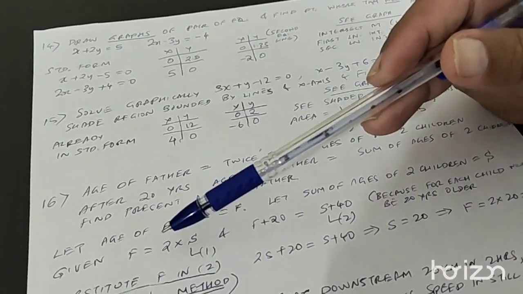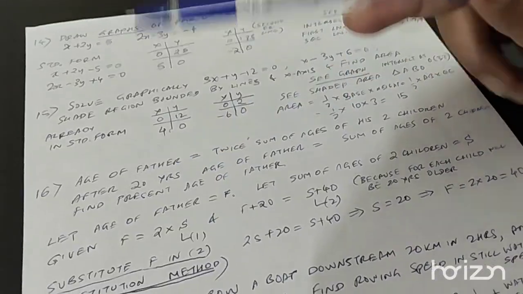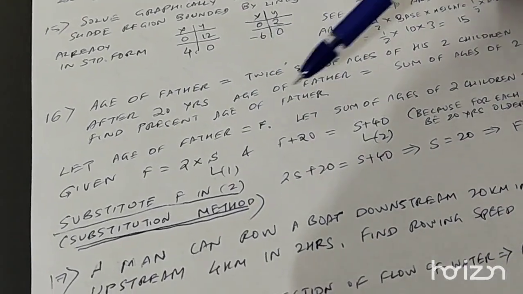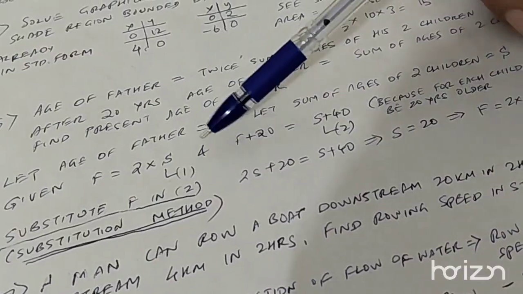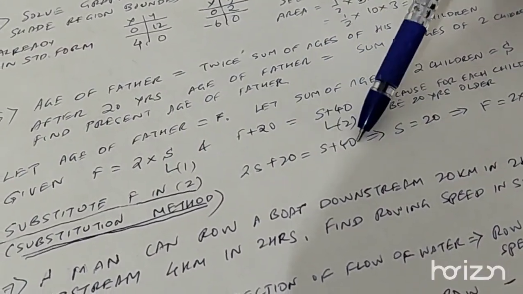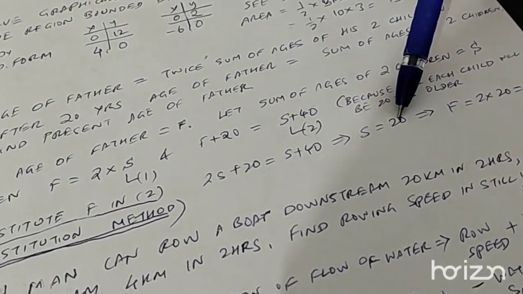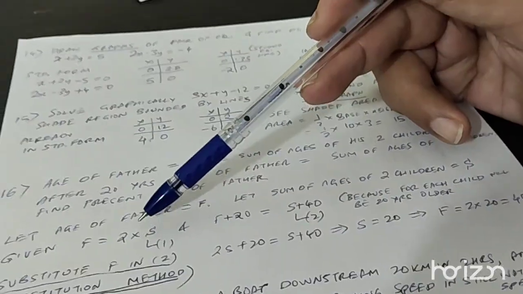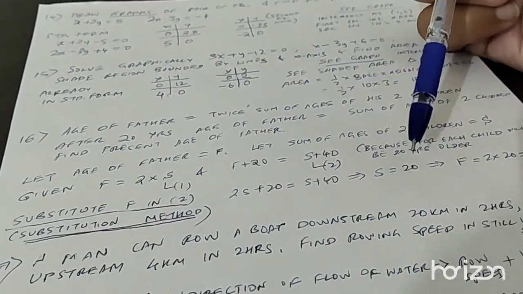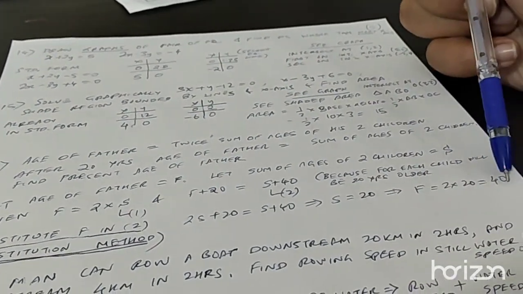Now you can substitute for f. In this second equation, f is equal to 2s, so 2s plus 20 is equal to s plus 40, which means s is equal to 20. If s is equal to 20, substituting it back in equation 1, you will get f is equal to 2 into 20, that is 40.